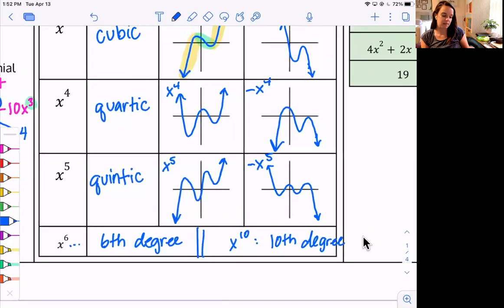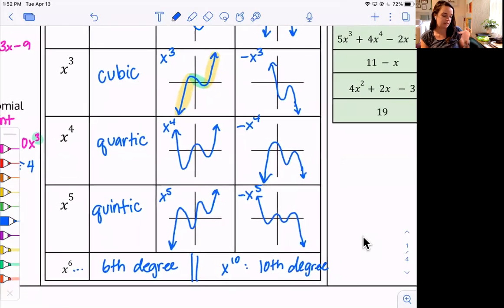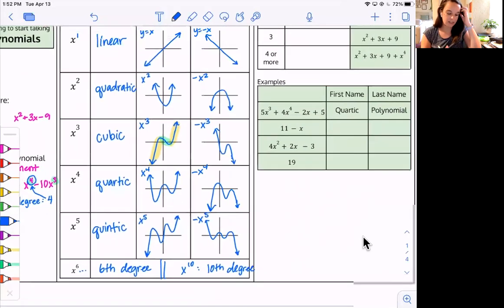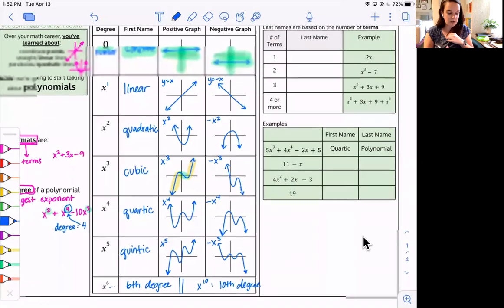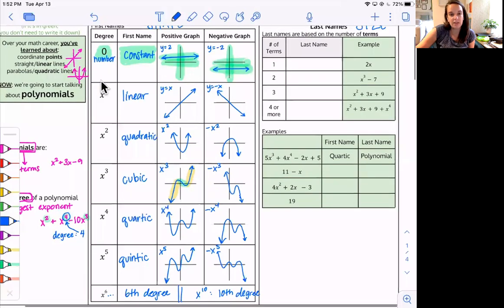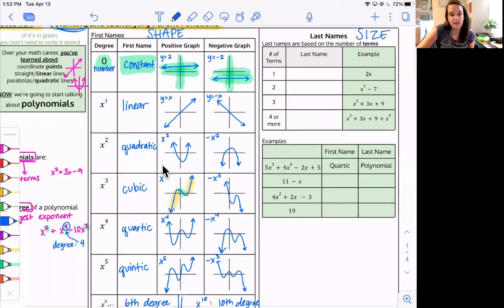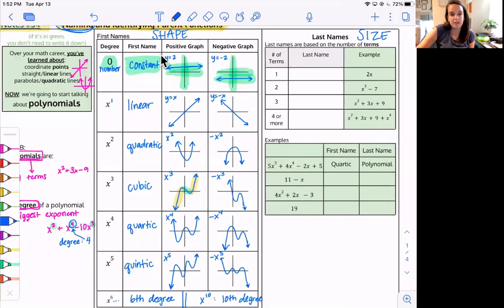So we're learning some new words: cubic, quartic, quintic. Ooh, say that 5 times fast. Cubic, quartic, quintic. Cubic, quartic, quintic. Ooh, that's hard. Cubic, quartic, and quintic. All right. So those are their first names. Their first names are based off of their degree, right? Based off of their highest exponent, right? Those are their basic first names.